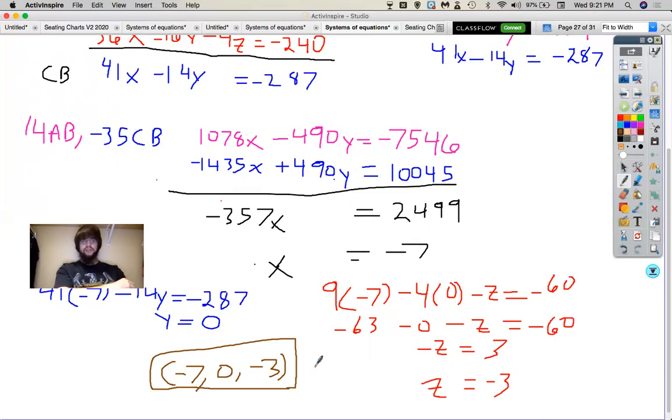And of course, on these, you could get no solution, you could get many solutions. Same as with the system of 2 equations. I'm going to look at a couple application problems.